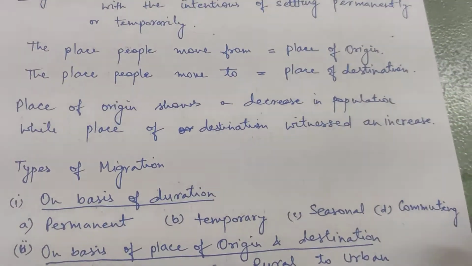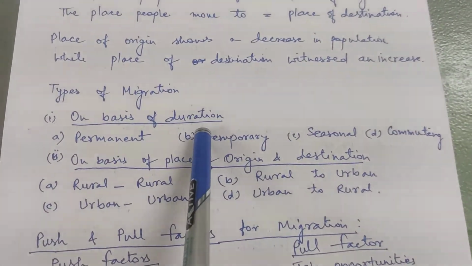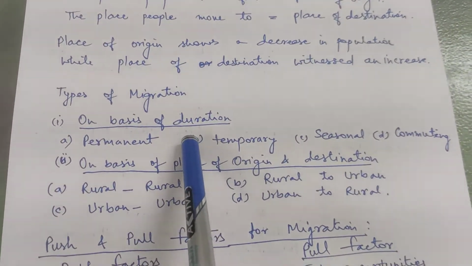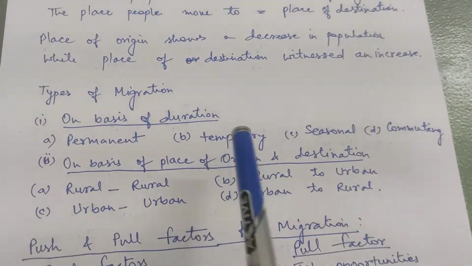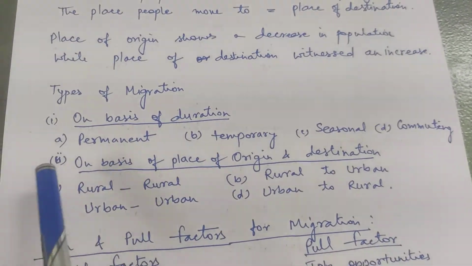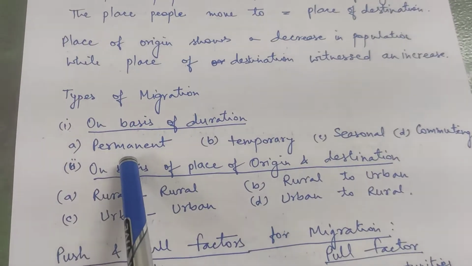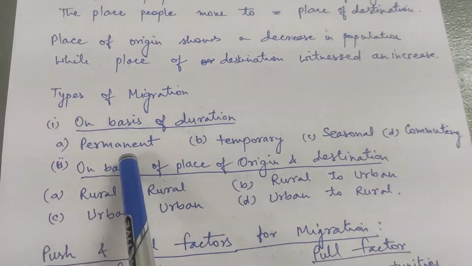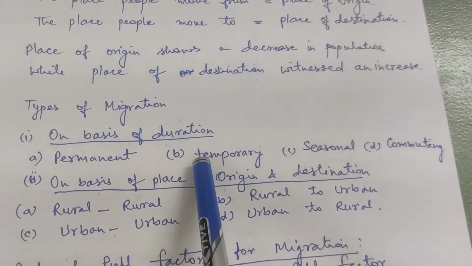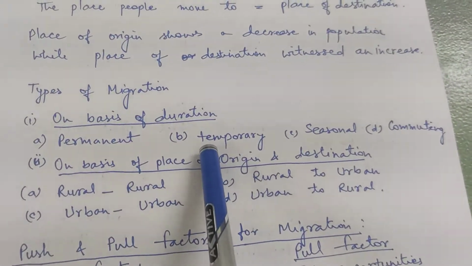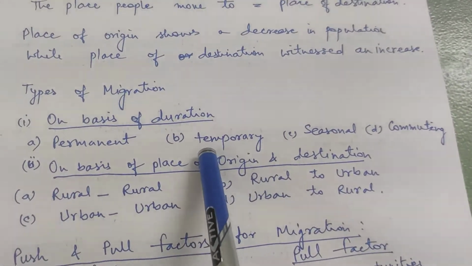Now types of migration. This is a very simple thing on the basis of duration: for how much time you are at a different place. Permanent, temporary, seasonal or commuting. Permanent means when you leave a certain place permanently and you are not coming back to the place of origin. Second is temporary. You are going for some purpose and after completing your purpose you come back. So this is called temporary duration of migration.